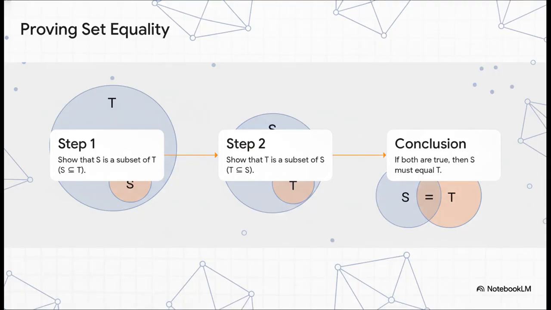This brings us to a really elegant way to prove that 2 sets are absolutely identical. You just do this simple 2-step logical dance. First, you prove that set S is a subset of T. Then you prove that T is a subset of S. I mean, if one box fits inside the other, and the second box also fits inside the first, what's the only possibility? They have to be the exact same size. This 2-way proof is a cornerstone of mathematical logic.